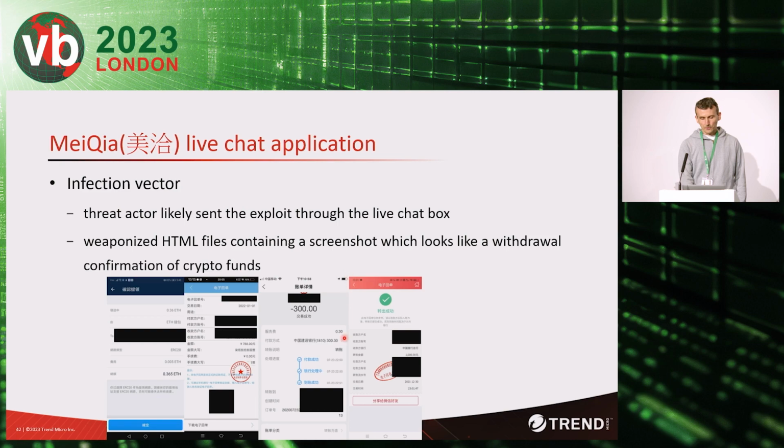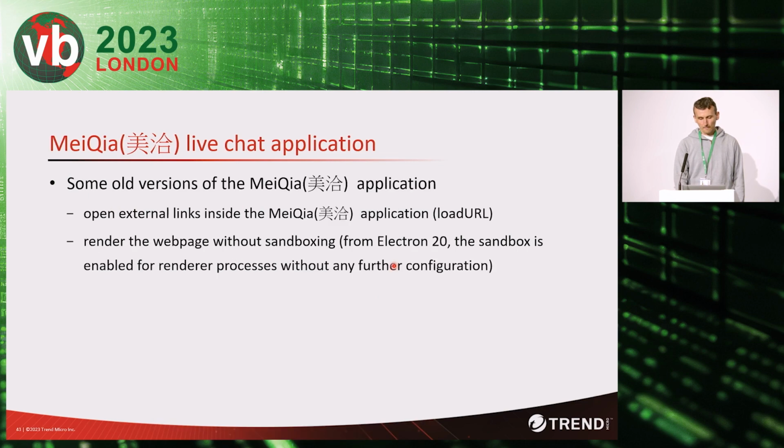So what is displayed when you open this HTML file in your browser? It downloads a picture, which is a screenshot of some withdrawal or confirmation of some cryptocurrency transfers. So when the target or the victim opens the file, he is shown this screenshot, but in the background, this HTML file runs the JavaScript with the exploit.